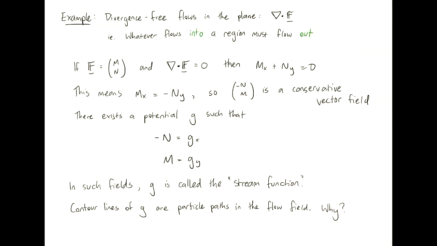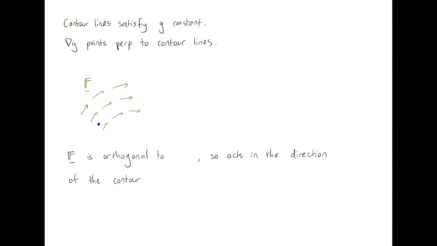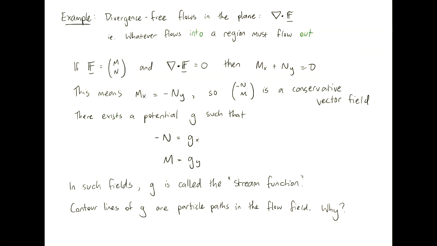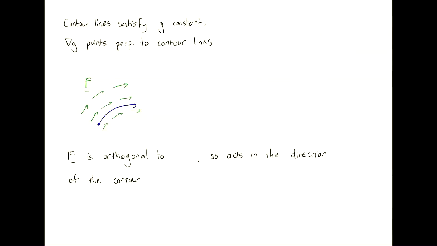Contour lines of G are particle paths in the flow field. If I have some flow field and it looks like this, then the line of constant G will go like this. If I just drop a cork in the river and let it flow, that is the path it will take in the field. The reason is that contour lines satisfy G constant, and remember the gradient of G points perpendicular to contours of G.